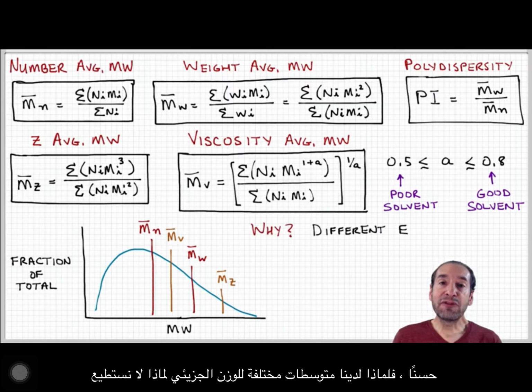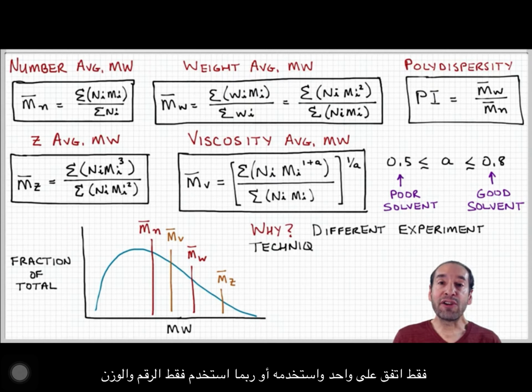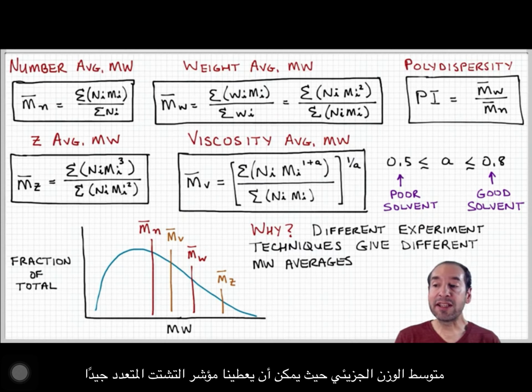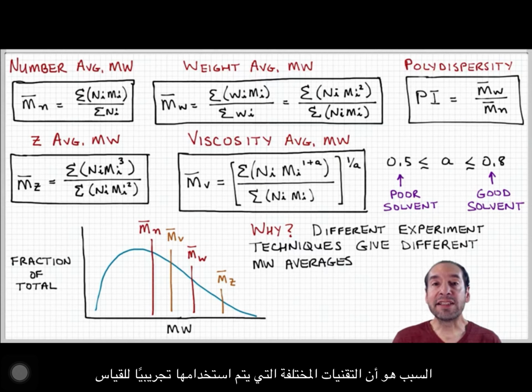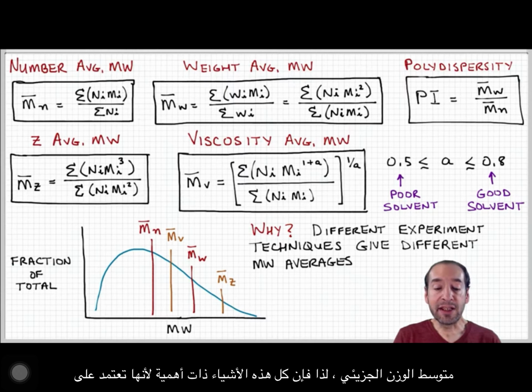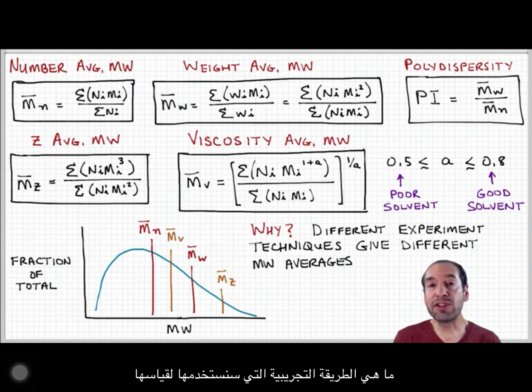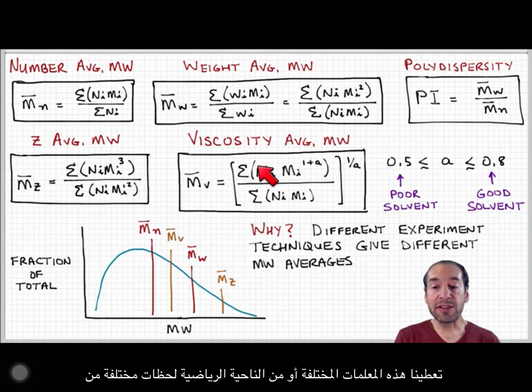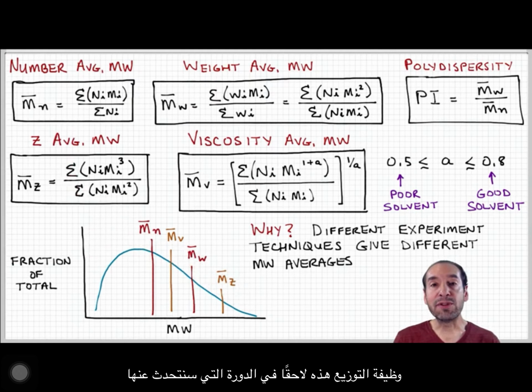Okay, so why do we have these different molecular weight averages? Why can't we just agree on one and use that, or maybe just use the number and the weight average molecular weight, since those can give us a polydispersity index? Well, the reason is that different techniques that are used experimentally to measure molecular weight give us different components or different forms of the average molecular weight. So all of these are of interest because depending on what experimental method we're going to use to measure them, they're going to give us these different parameters, or in mathematical terms, different moments of this distribution function.